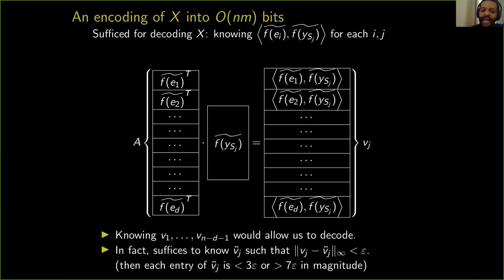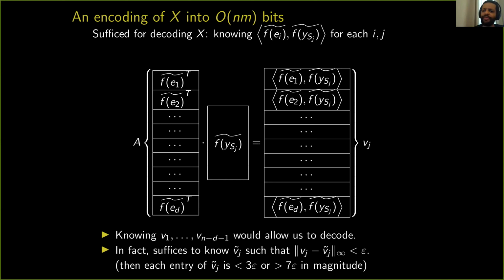But in fact, notice I don't even really need to know all the VJs exactly. I just need to know the VJs rounded in an L infinity net. Because each one of these dot products on the right-hand side is either going to be very close to 0 or very close to 10 epsilon. So if I know it to within another additive epsilon, it's still either really close to 0 or really close to 10 epsilon.